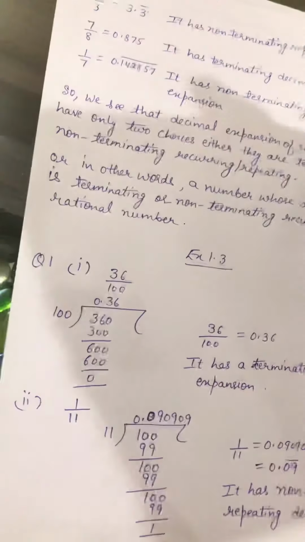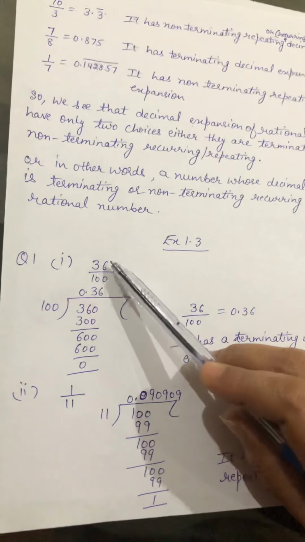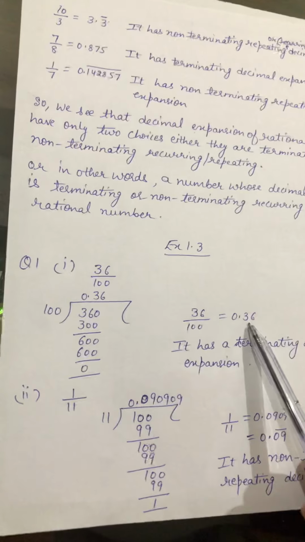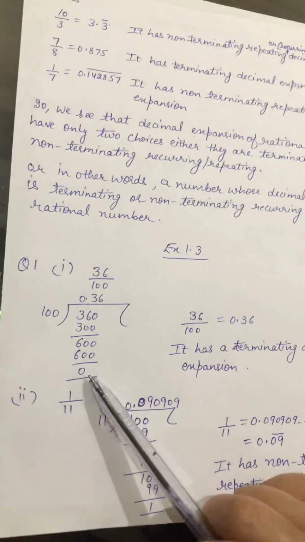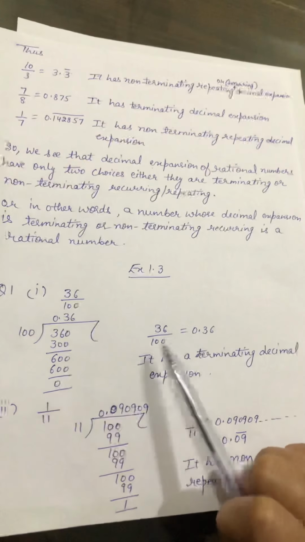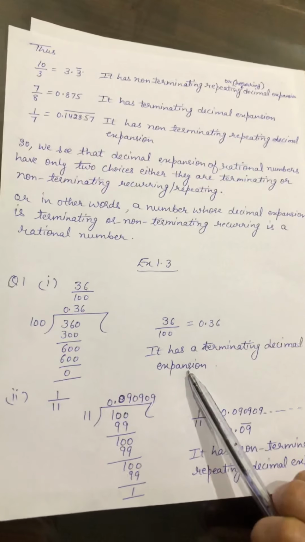So I have done two parts. See, the first part is 36 by 100. On dividing 36 by 100, we get 0.36 as the quotient and the remainder is 0. So now you can easily tell what kind of decimal expansion it has. Remainder 0, then it has a terminating decimal expansion.